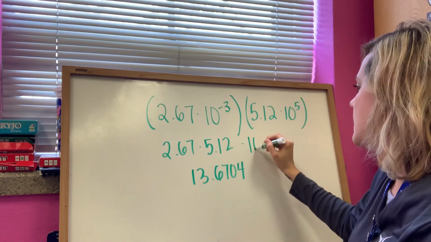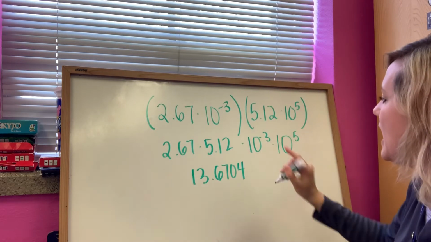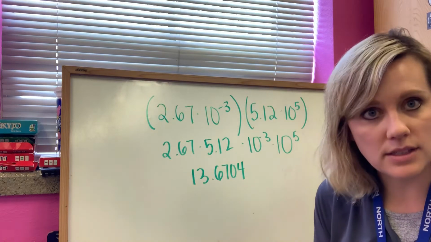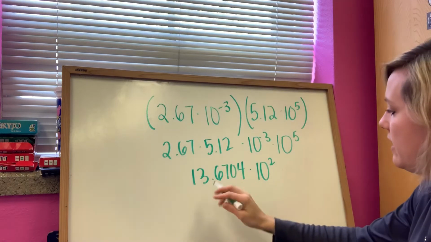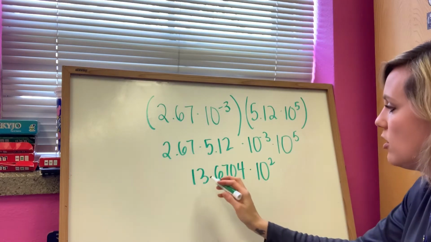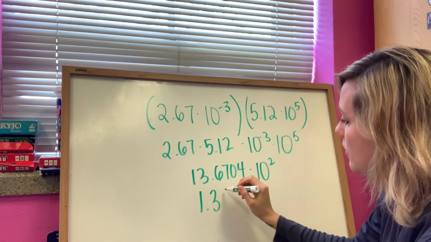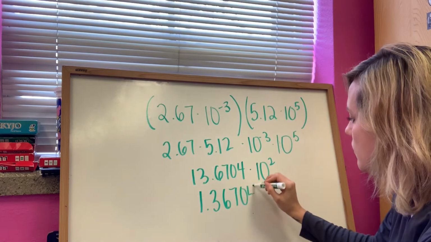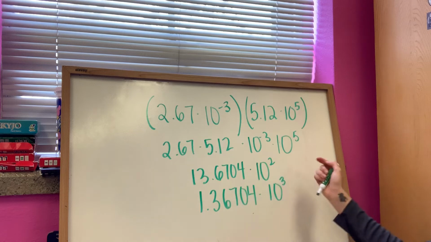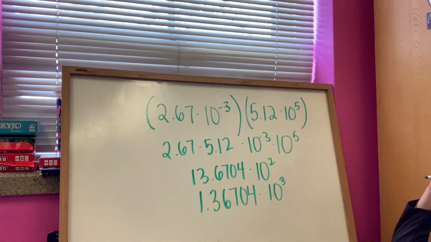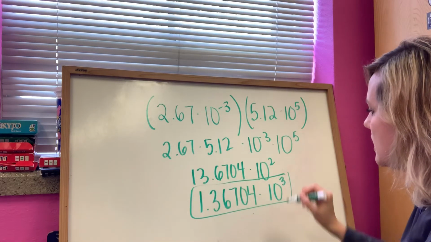And then I have my 10 to the negative 3rd power times 10 to the 5th. Now, same rule as last time, I'm going to add negative 3 plus 5, and I'm going to get a positive 2. So I have times 10 squared. And then I need to make this number in scientific notation. We're almost there. That number's just a little big. So the final answer is going to be 1.36704 times 10 to the 3rd power, because I divided by 10, so I need to make sure to multiply by 10, do the opposite to get back to my answer. So that would be that number in scientific notation.